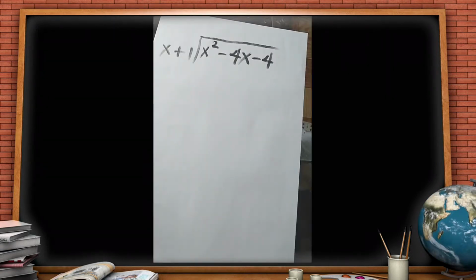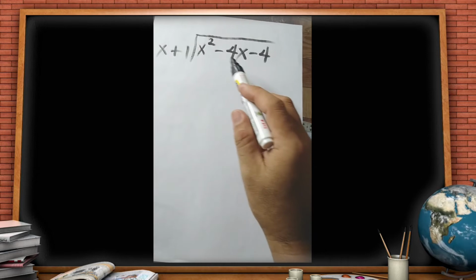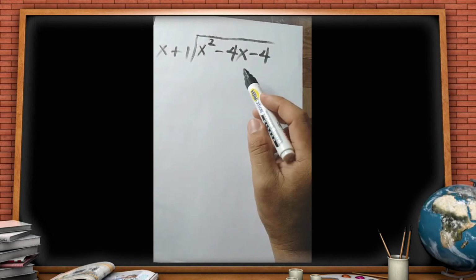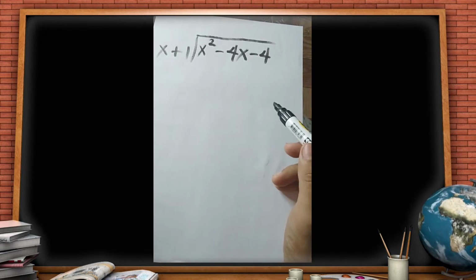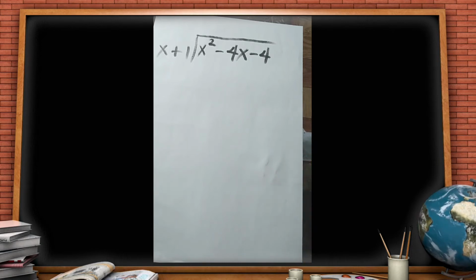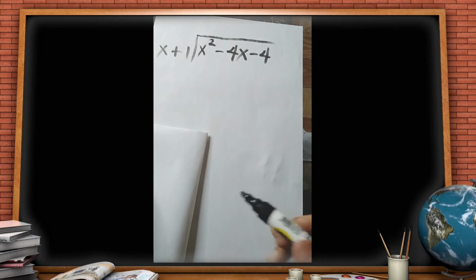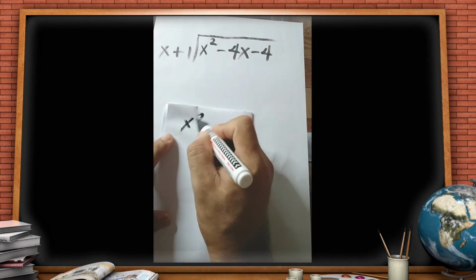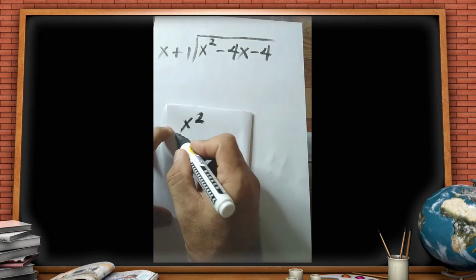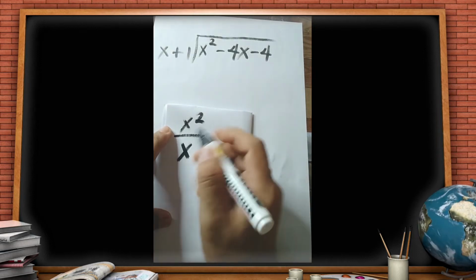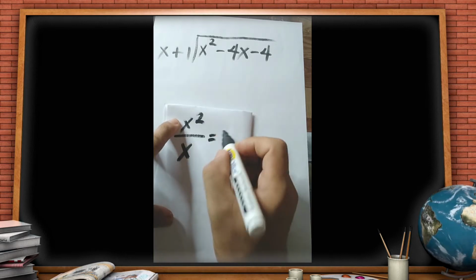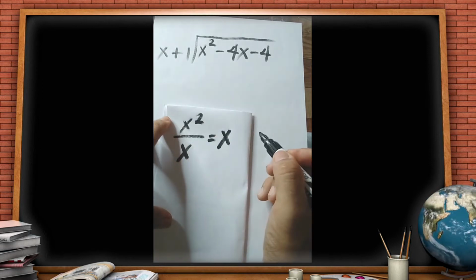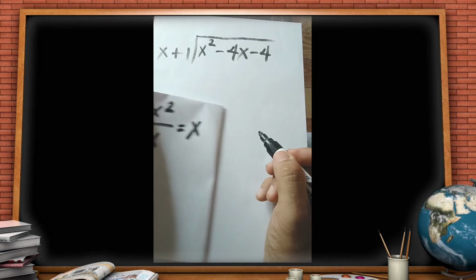Okay. How are we going to divide x squared minus 4x minus 4 by x plus 1? First, we are going to divide our first term in the dividend by the first term in our divisor. So here we have x squared on the dividend. Then on our divisor, the first term is x. So our answer, if we are going to divide this, we have x raised to 1 or x. Tandaan, subtract the exponents, ha?